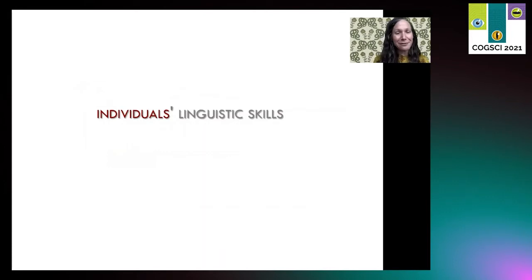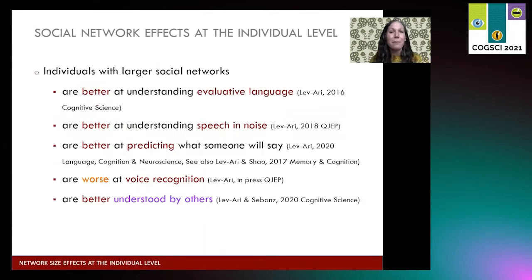So starting with individual linguistic skills, by now, we actually have quite a bit of evidence that people's own social network, such as different properties of these, such as their size, can influence how good they are at communication. And for the most part, it seems that having a larger social network, so regularly interacting with more people, leads people to have superior linguistic skills.